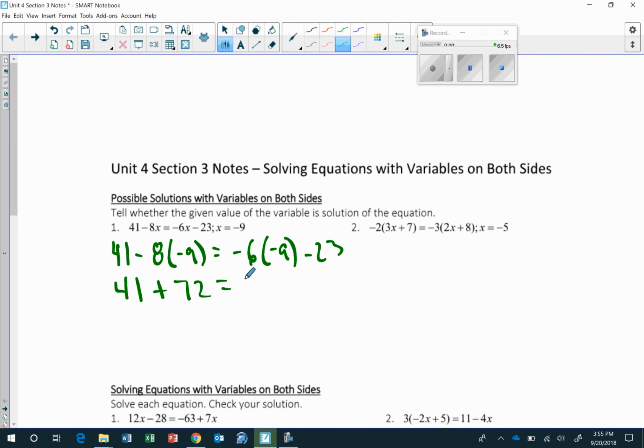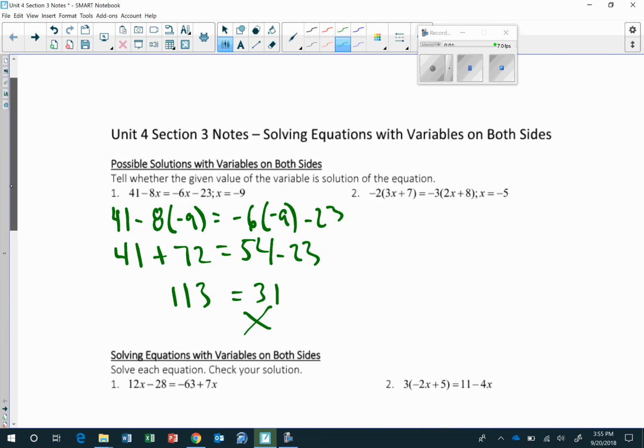Equals negative 6 times negative 9 is 54 minus 23. So we get 113 on the left and 31 on the right. Those are not equal to each other, so we know that negative 9 is not a solution. All right, number 2 is all you guys. If you need any help, just let your teacher know.